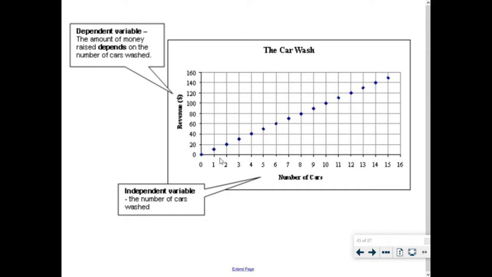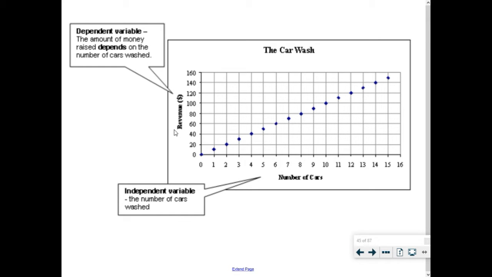And I like this picture because I think it helps illustrate it. Here they plotted the number of cars and how much money you made. If you were to talk through which one depends on the other, the amount of money you make depends on how many cars show up at your car wash. Is that fairly obvious? More cars don't necessarily show up at your car wash if you make more money.